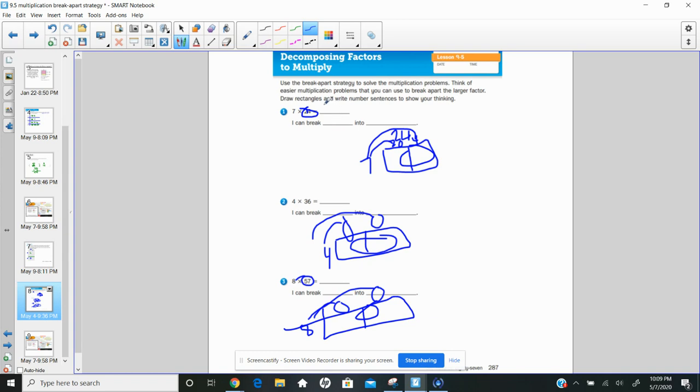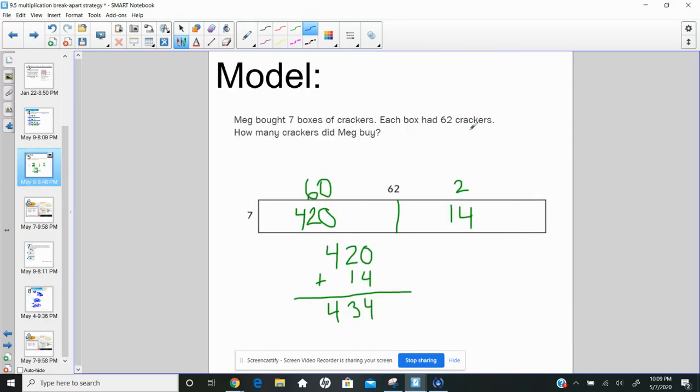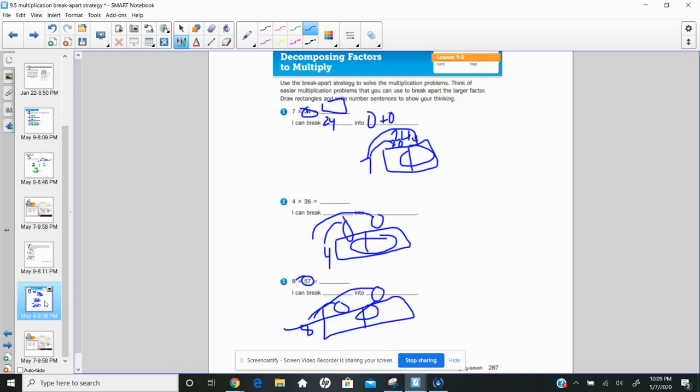Right here is where you put your answer. Right here it says I can break blank into blank. That means you're saying I can break up 24, and what are the 2 numbers you can break 24 into? When you add them up, it equals 24. That's what it means by I can break that up. So in my model, if I'm going to break up 62, I can break that up into 60 and 2. That's how that would be written for that question in your workbook.